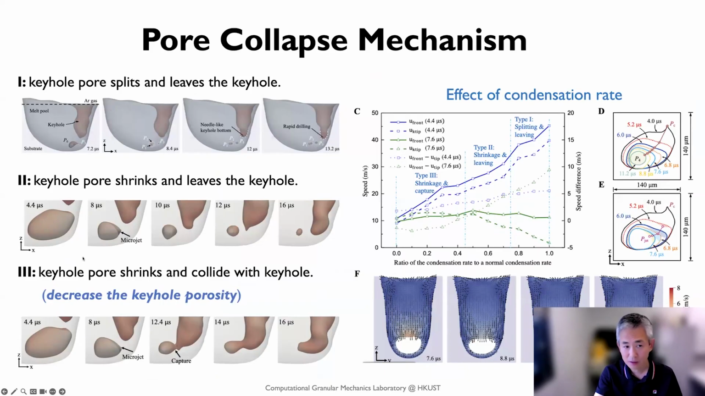The other part is that in other cases the keyhole pore won't split, but it shrinks into a small pore here, right? And the third case is that the pore itself will shrink in the process because the keyhole itself will dynamically evolve and extend further, will recapture this pore and become a single keyhole again here. So those are the different mechanisms all observed in the experiments, and we can reproduce these mechanisms in our simulation here.